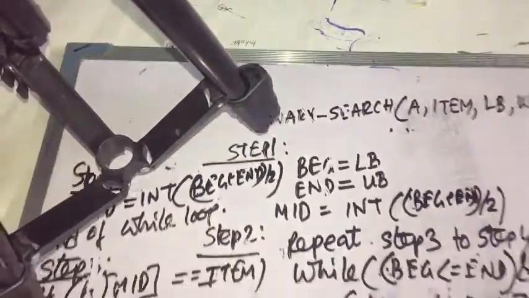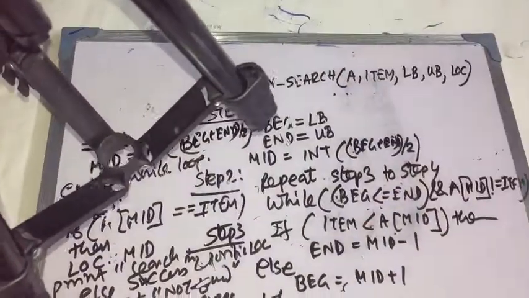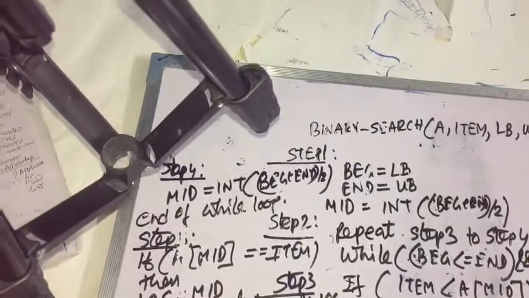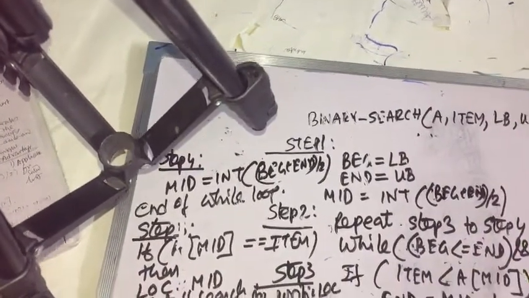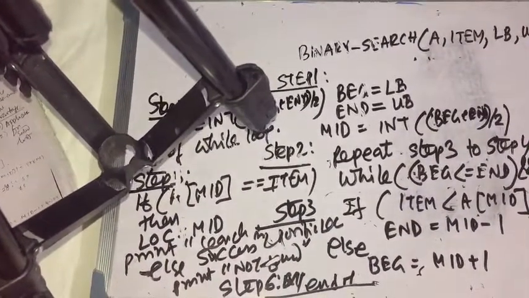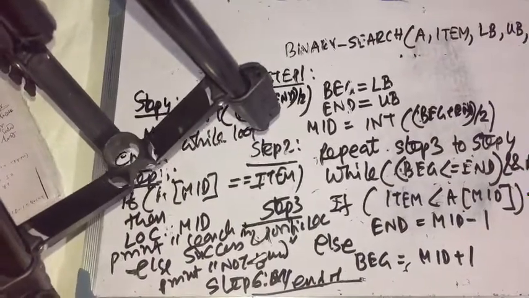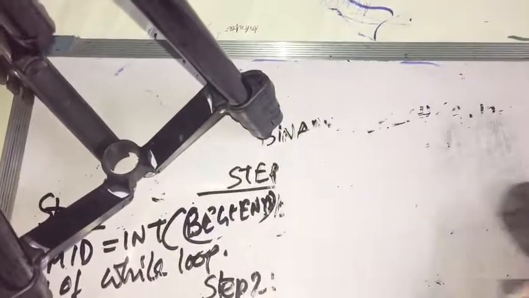This is a common algorithm, one of the efficient algorithms. So we have to write this. So write this down in your notebook, step by step. Step 1, 2, 3, 4, then step 4 again mid equal to (beg plus n) by 2, end of while loop. Step 5 is the checking: if a of mid equal to item, LOC equal to mid, they find it, otherwise not successful. Step 6, exit. So this is the non-recursive algorithm of binary search.